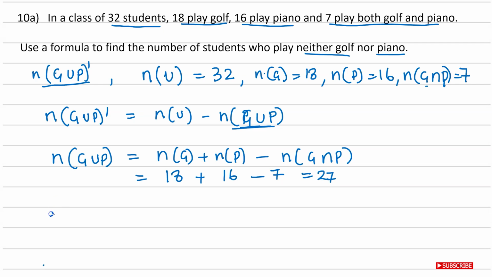So therefore, the number of people who are playing neither golf nor piano, the complement, is equal to all students, 32, take away 27, which is equal to 5.